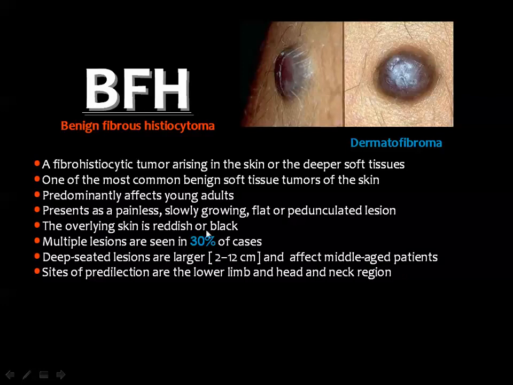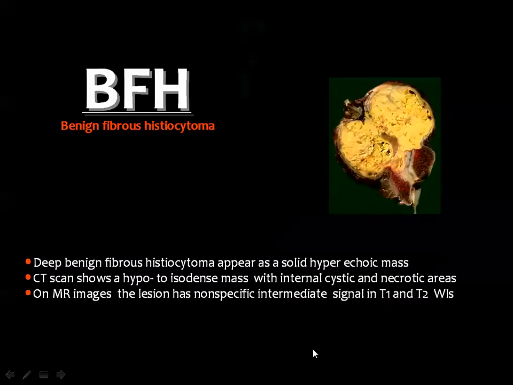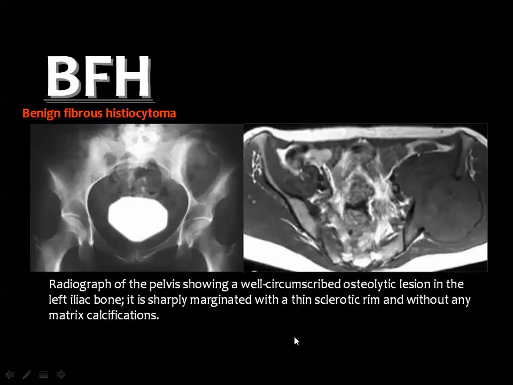It's usually painless, slowly growing, and may be flat or pedunculated. The skin may be red or black, as you can see here, and multiple lesions are seen in about 30% of the cases. Deep-seated lesions are large and may reach a big size and affect middle-aged patients. Benign fibrous histiocytoma is a solid hyperechoic mass on ultrasound. It appears as a hypo- to isodense mass on CT images, and on MRI the lesion has no specific MRI criteria. It's just an intermediate signal in the T1 and T2.